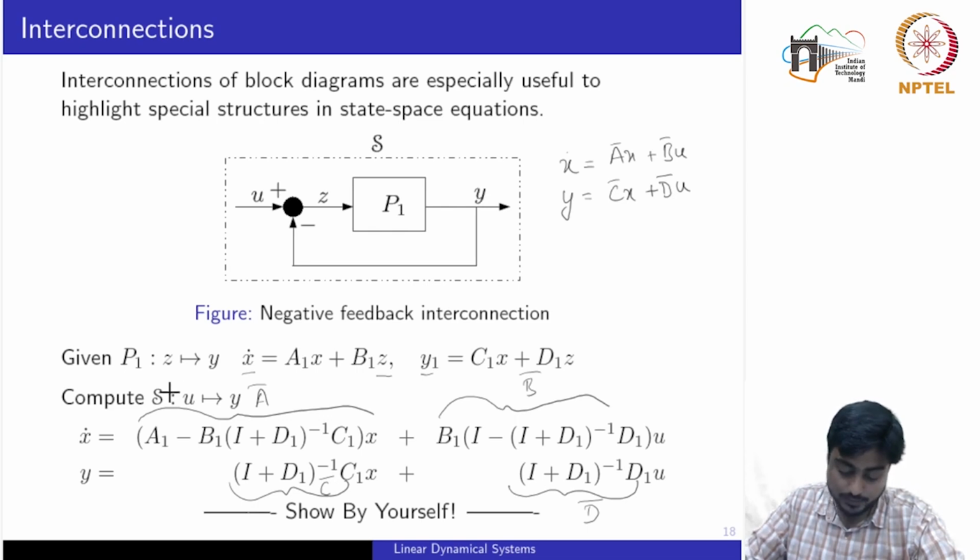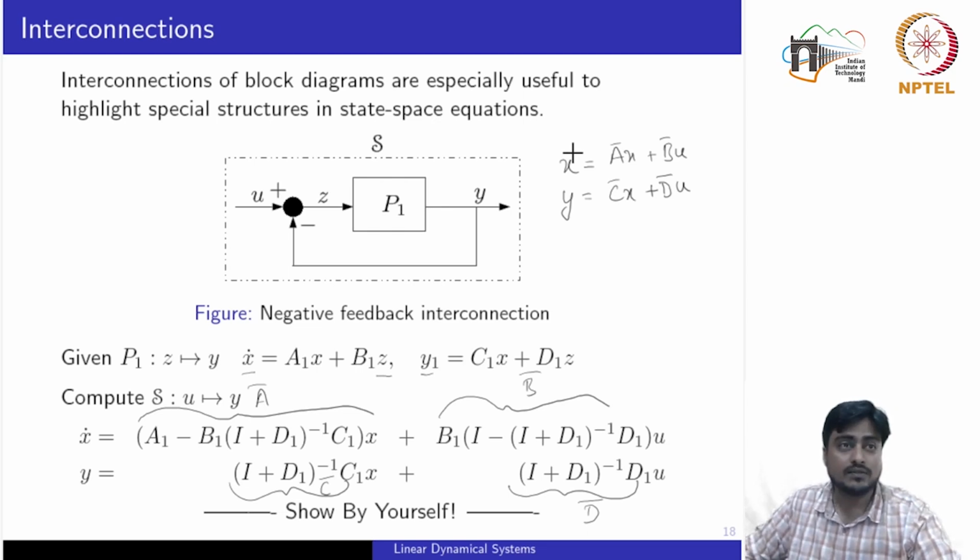Now when we compute the mapping from U to Y, the input of the system is replaced by U from Z, and all these matrices are now changed to these matrices by keeping the same output variable and the same state variable. Okay, so this you can show by yourself, that if we have any feedback system, then how to compute the overall state space representation from U to Y.